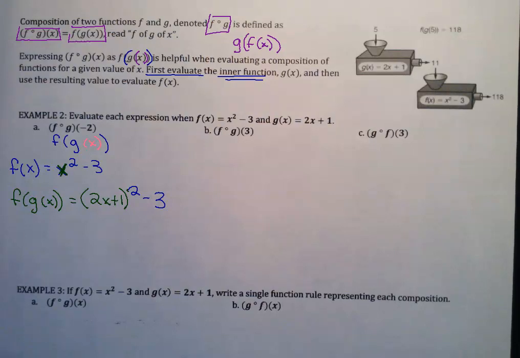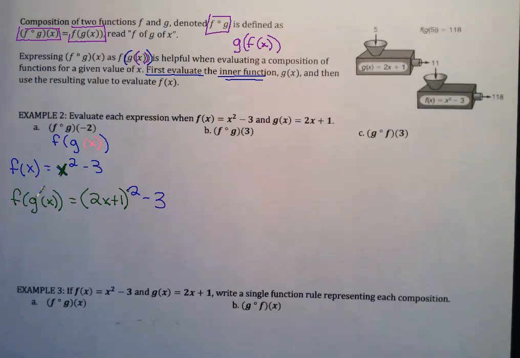So I'm trying to think of a better example. Let's see. So then do we have it all set up here? 2x plus 1 squared minus 3. Okay, so we don't have to work this out anymore, once we have it set up where we have the g of x inside. The g of x is inside the f of x function. Just like here, the g of x is inside the f of x function.